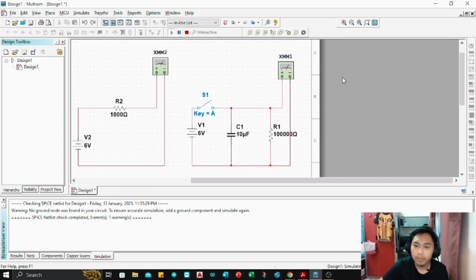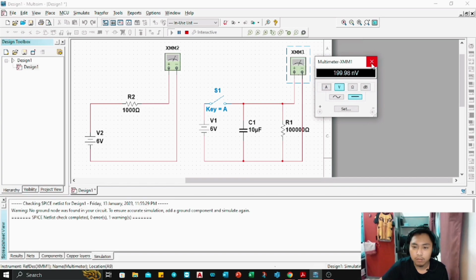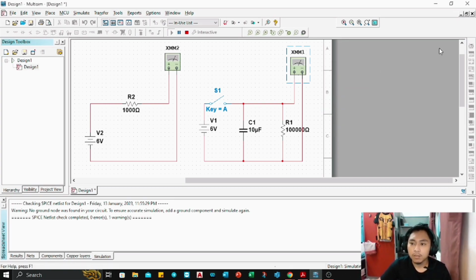In this Multisim, we cannot use the multimeter to measure a capacitance, because the multimeter in this Multisim does not have the ability to measure capacitance. But I will show you the characteristics of the capacitance by using a multimeter in Multisim.